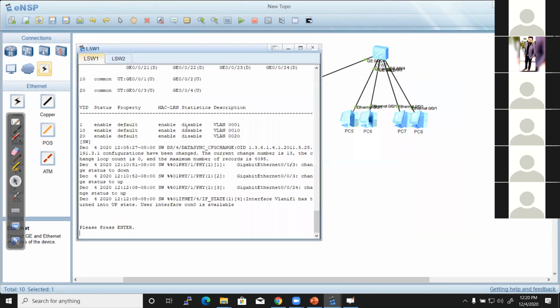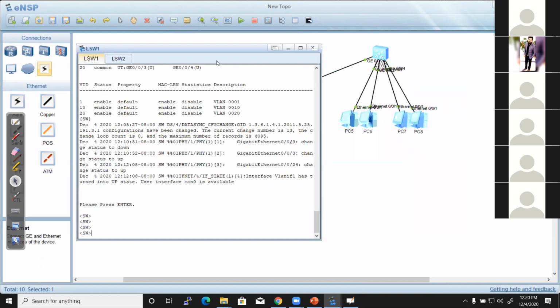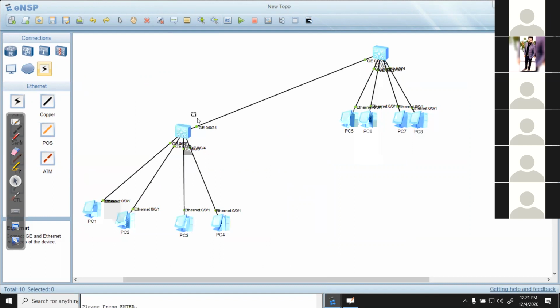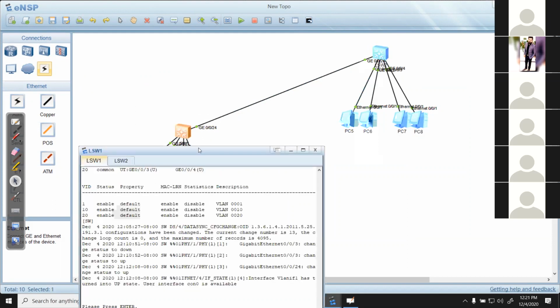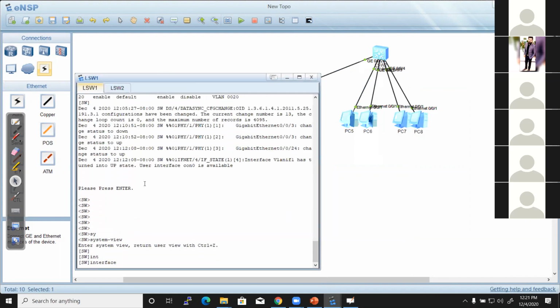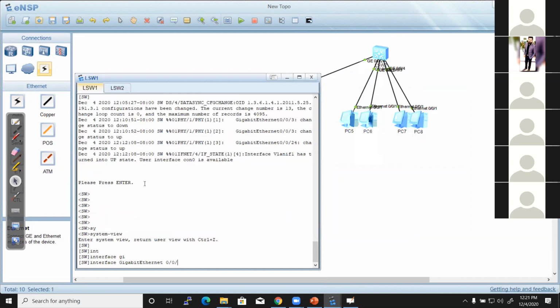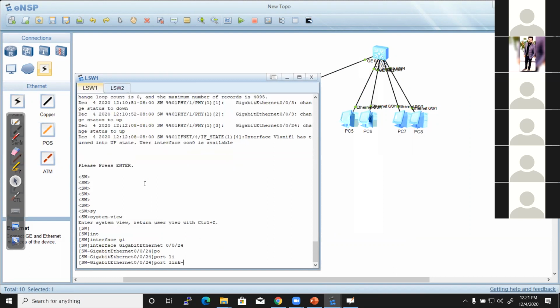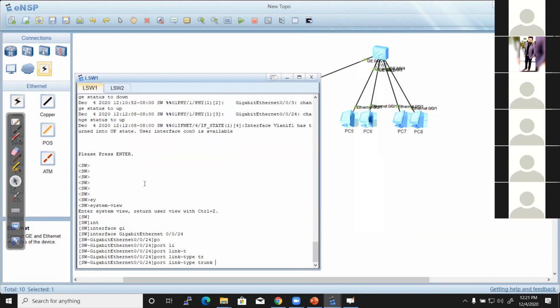And how can we do that? It's very simple. This non-edge is connected with port number 24. So the same configuration which I'm going to do on this switch, I need to do the same thing over the other switch. So how can we make this link a trunk? This is very simple. Just jump into the same interface 0/0/24, and what you need to do, you need to set port link type, and now at this time you need to say trunk.